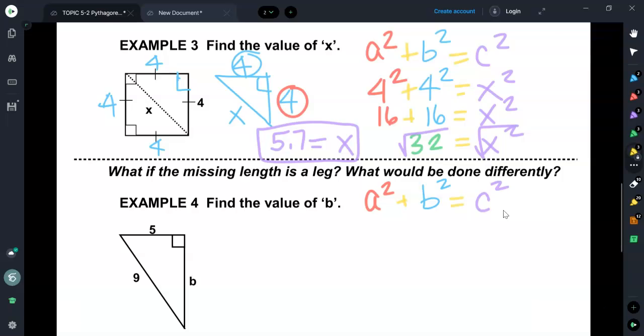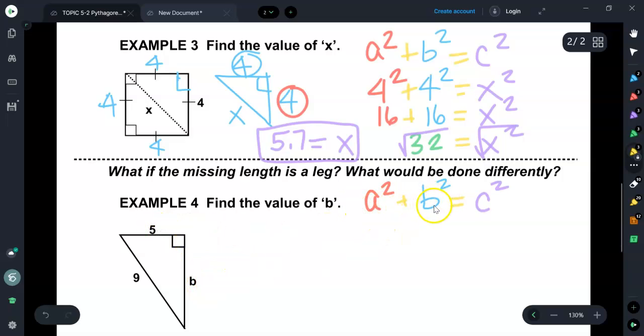If you remember regular algebra, whenever you want to solve for something, you get it isolated by itself. You move everything on that side of the equation over to the other side so that what you're solving for is all by itself. Remember, a and b are interchangeable. A and b are both legs. It doesn't matter which one's a and which one's b. In this example, this says b, but it could say j, k, l, p, or x. The bottom line is these are your two legs.